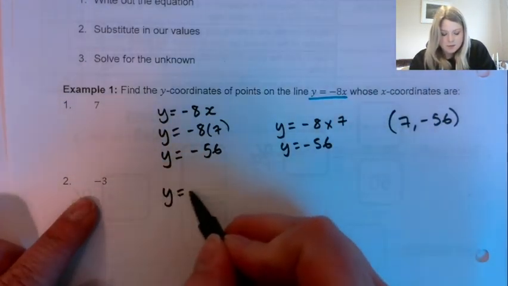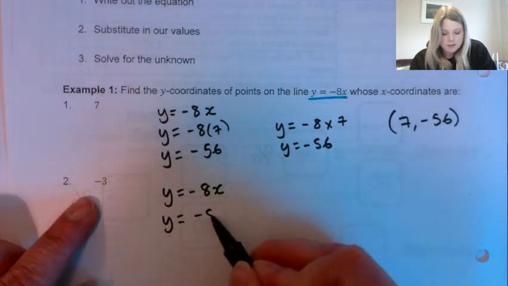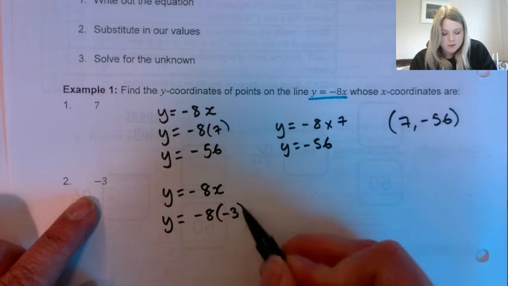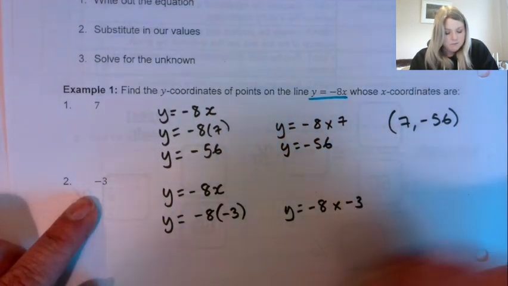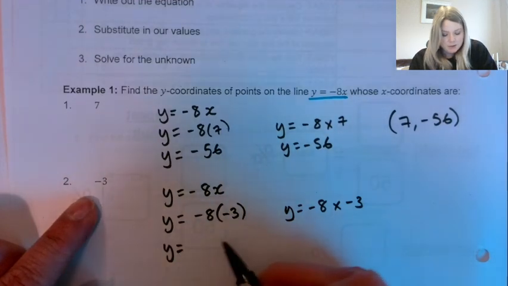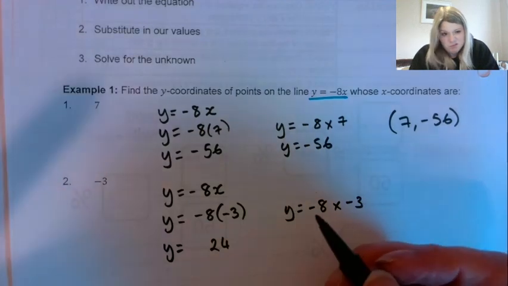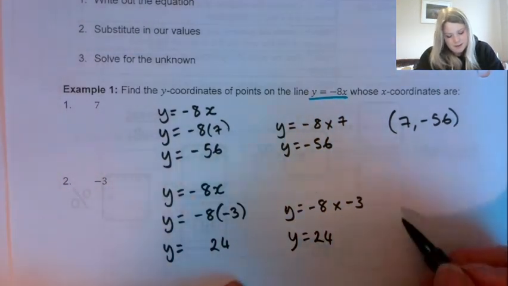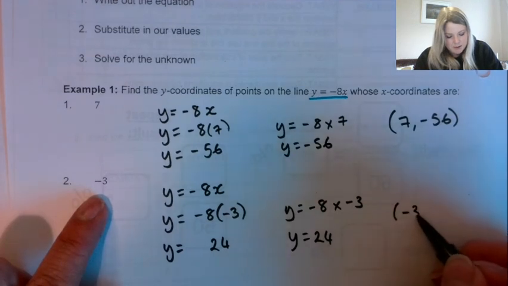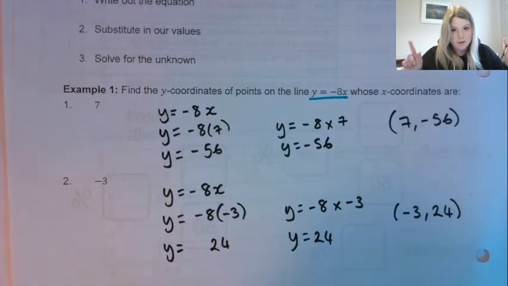Let's do the same for the minus 3. So y equals minus 8x. y equals minus 8 multiplied by minus 3. So 8 times 3 gives me 24. Minus multiplied by minus gives me a positive, so I don't need to write the positive in. So again, that tells me my set of coordinates here are minus 3, 24.